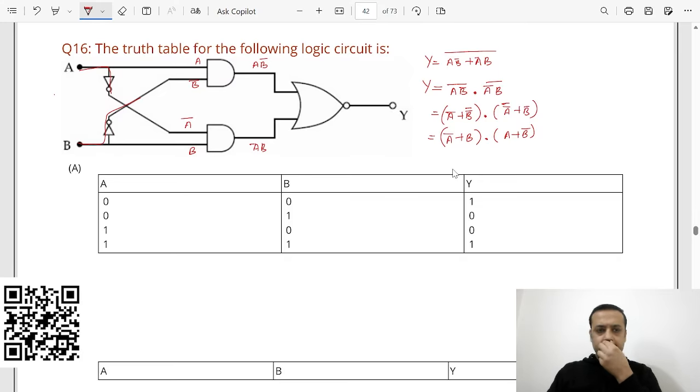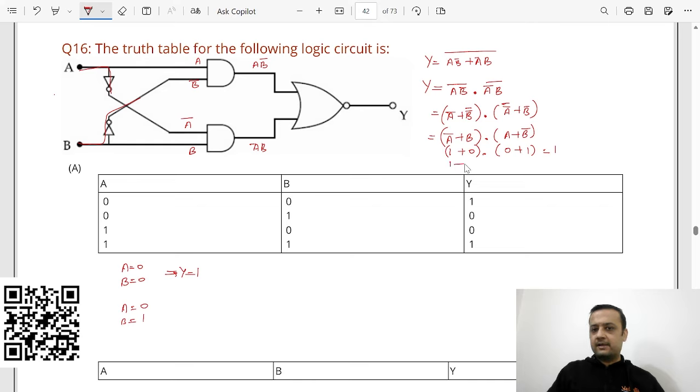Okay, now from here we can check the output. So suppose A is 0 and B is 0. All right. If A is 0, then A bar will become 1, so this quantity will become 1. And B is 0, A is 0 and B bar will become 1. So 1 plus 1 is 1, so the answer will be 1 for this. That means 0 0 corresponds to Y equal to 1. All right. Then let's say A is 0 and B is 1. So if A is 0 and B is 1, then what will happen to Y? So A bar will be, let me do here. A bar is what?